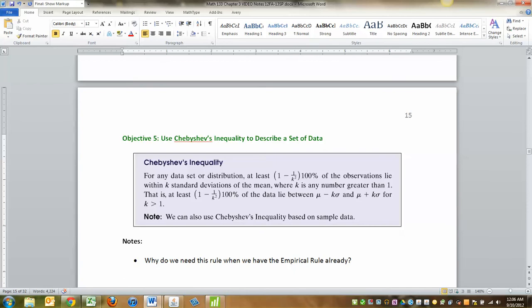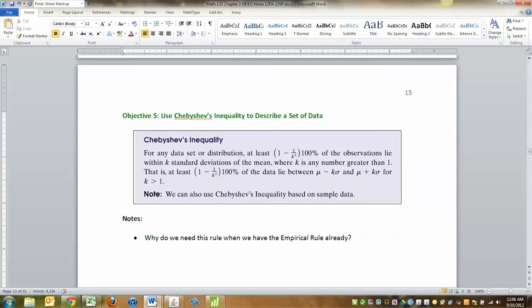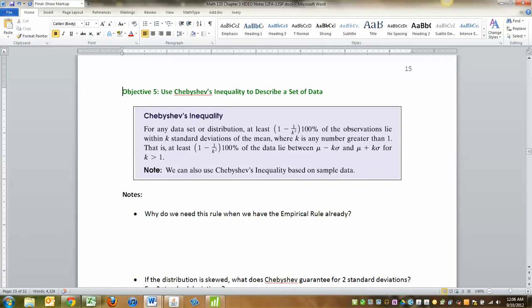All right, last but not least, let's talk about Chebyshev. Now, Chebyshev's inequality is what you do when your data set is not normal. Okay, so that's why we need it. We need it because not all data sets are normal. Let me type this up. Hold on one sec.